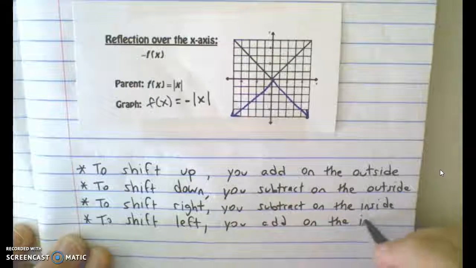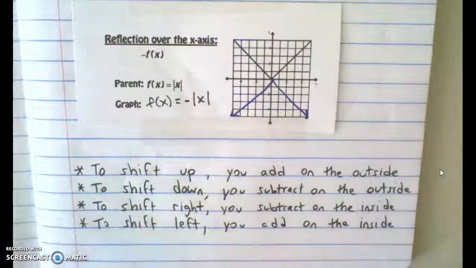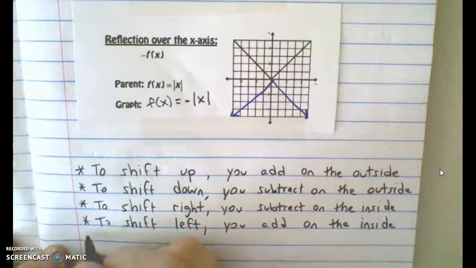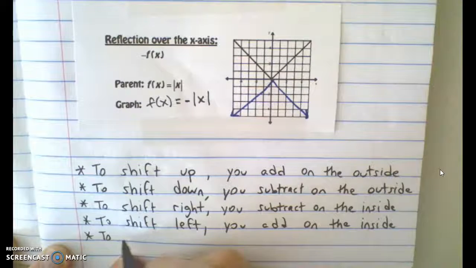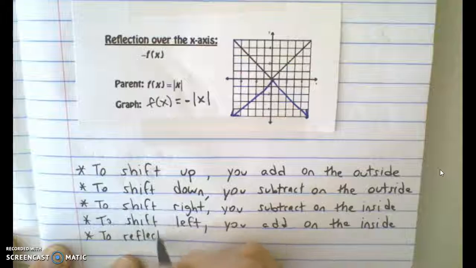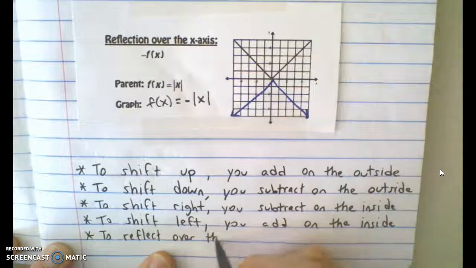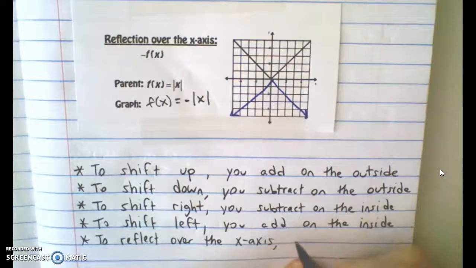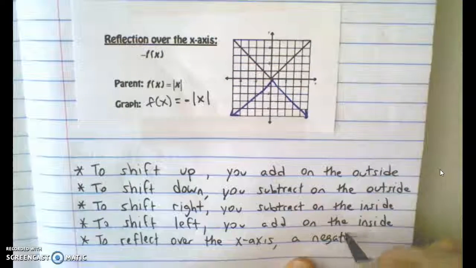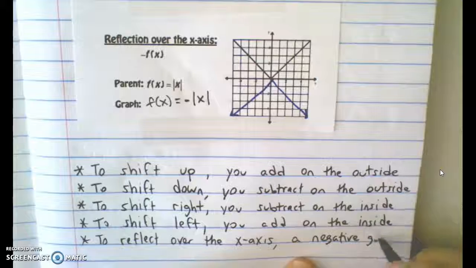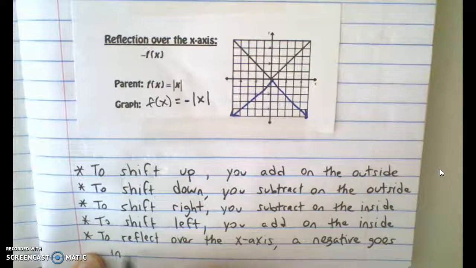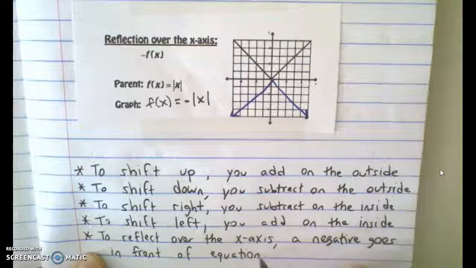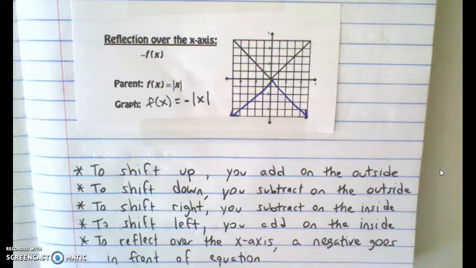And when I say inside, I mean inside of the parentheses for the quadratic, inside of the square root for the square root, and inside of the brackets for the absolute value. And then to flip or reflect, I'll say reflect over the x-axis, a negative goes in front of the equation. So the negative in front of the equation flips it upside down.